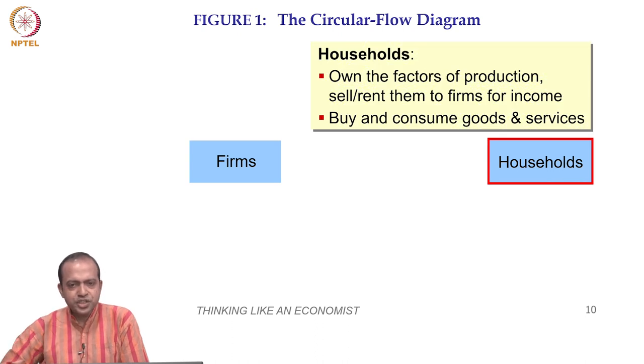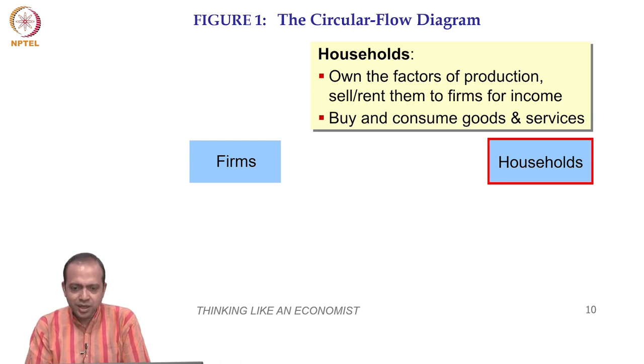So households, basically they own the factors of production. That means households will supply their labor or they will rent them to firms for income, right? And then they will buy or consume goods and services. So what are the factors of production households supply? They can supply labor. You, me, everyone is working for some organization or the other.